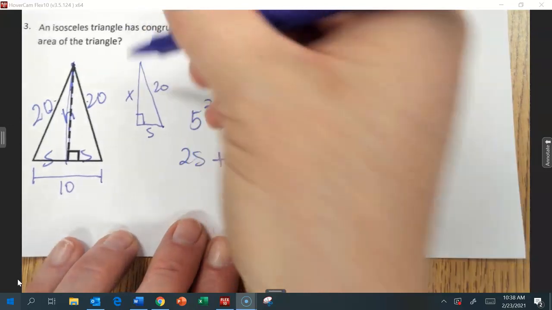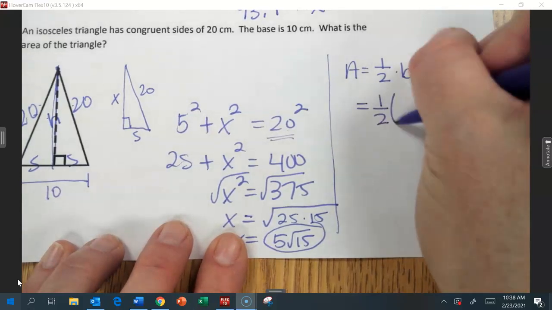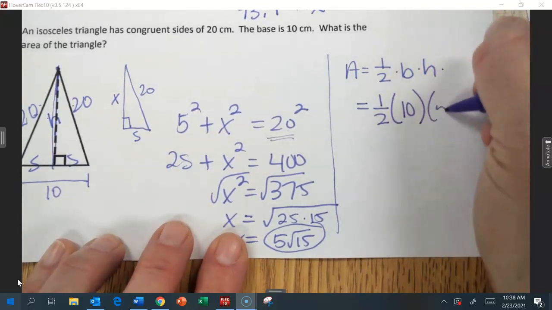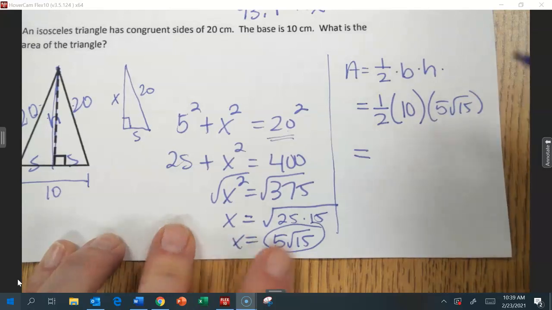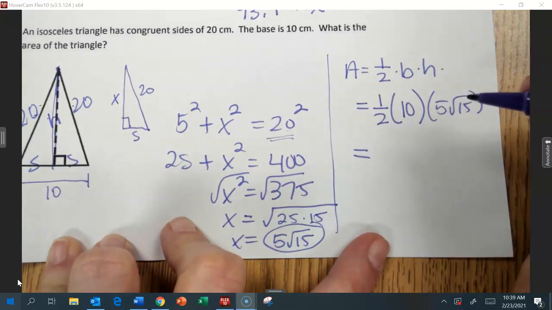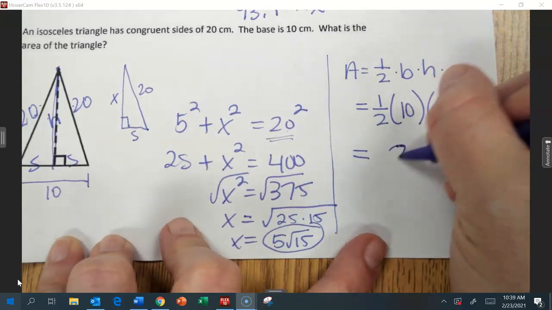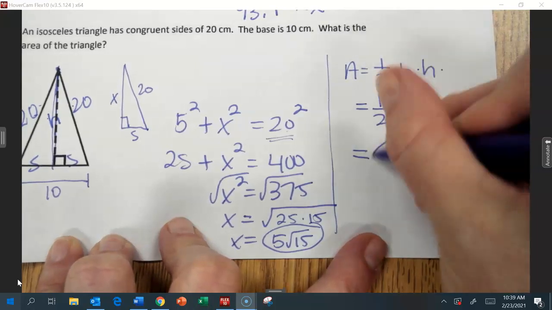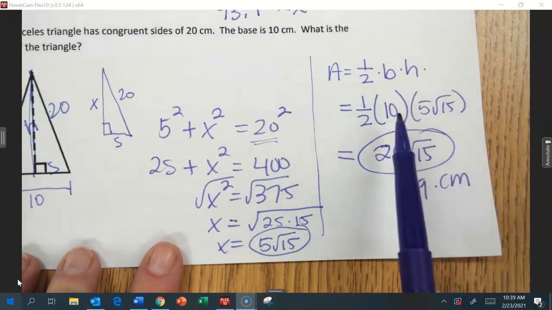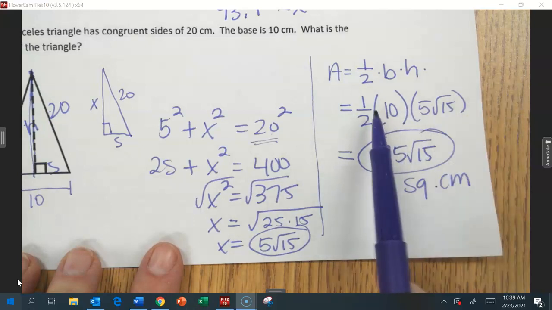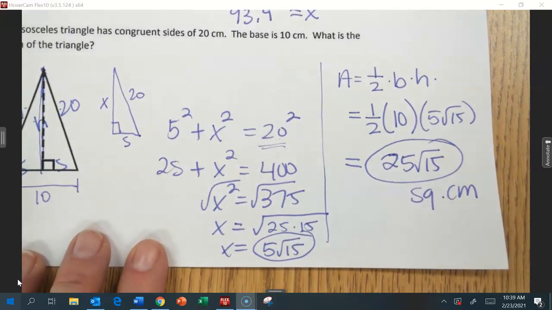So once we know x, that's the height of this, we can now use our area formula for a triangle. So we're going to do 1/2 times the base times the height. And 1/2 of 10 is 5. And then 5 times 5 radical 15, we would have 25 radical 15 square centimeters. So we have our base is 10, we have our height, but we need to take half of it because that's in the formula for a triangle. Okay? All right, check your answers, make sure you have that work, and we're good to go.